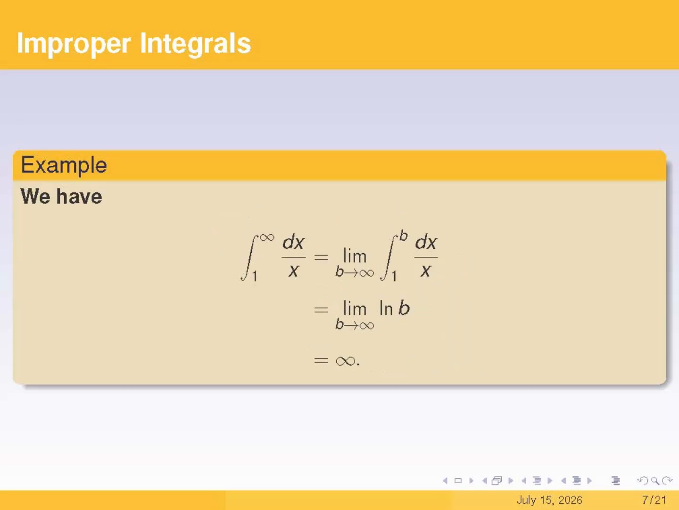In this example, we're going to integrate 1 over x from 1 to positive infinity. First, we rewrite it as the limit of a definite integral, which is shown in the first line on the screen. Once we compute the definite integral, we let b go to positive infinity, and that gives us the value of the improper integral, as listed on the very last line.